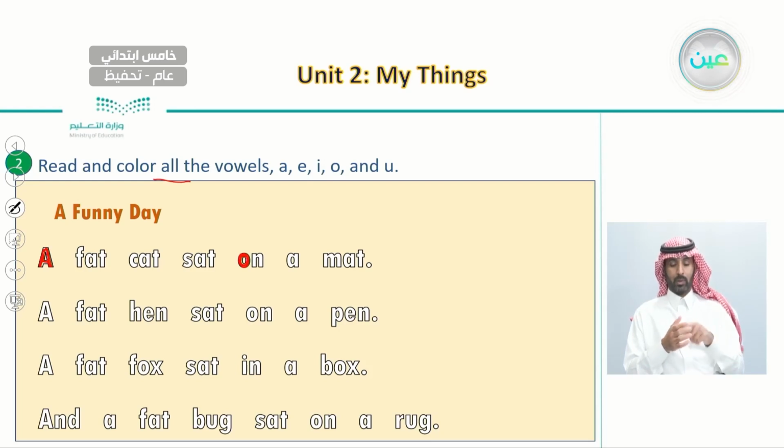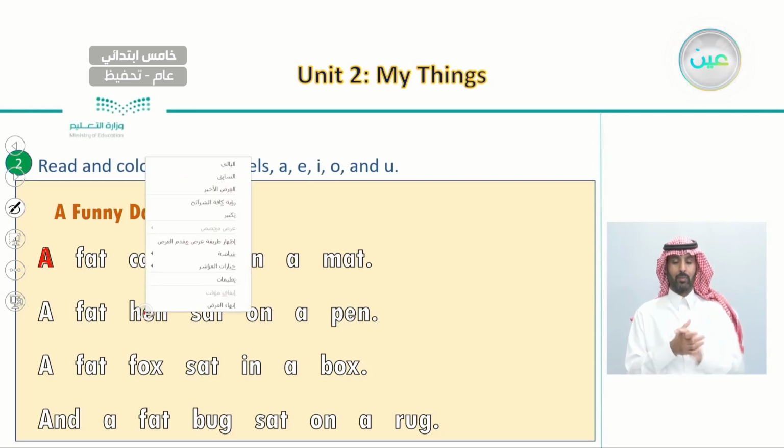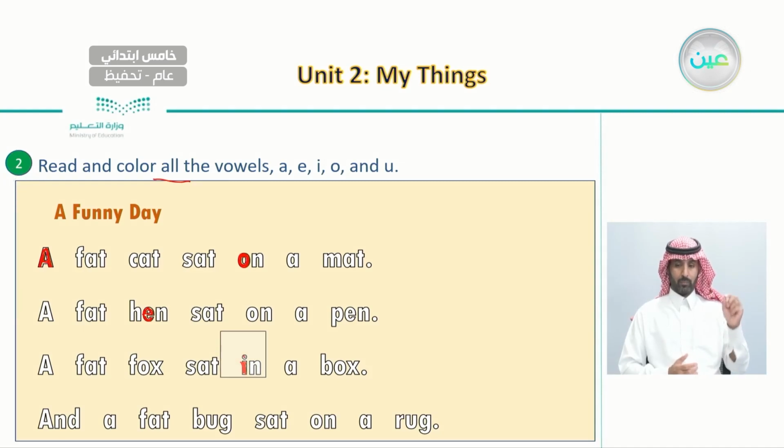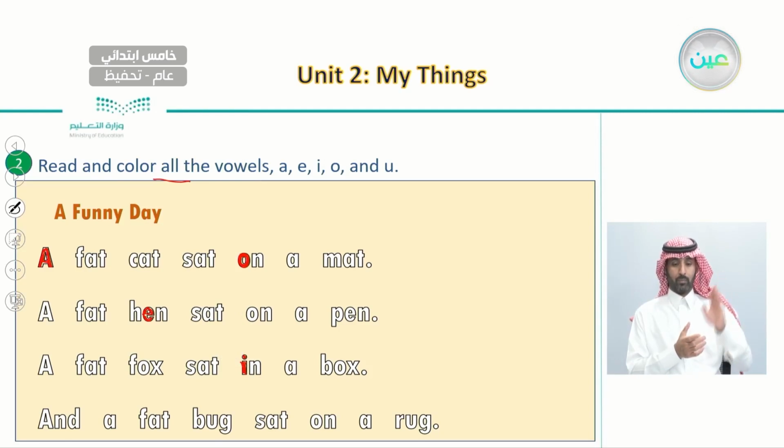And here in the second sentence, we have another vowel, which is the letter E. So here we go and color letter E. As you can see here, we color letter E. This will leave us with two vowels, which is I, like this. We color letter I. And also, finally, we color letter U with bug and rug.